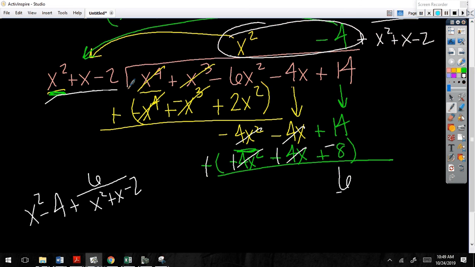Could you simplify the remainder? No. Because only if the 6 was in the bottom could you split it into 3 fractions, but because it's not, no. You could factor the bottom, x plus 2, x minus 1, but it's not going to do you any good if you multiplied back out.